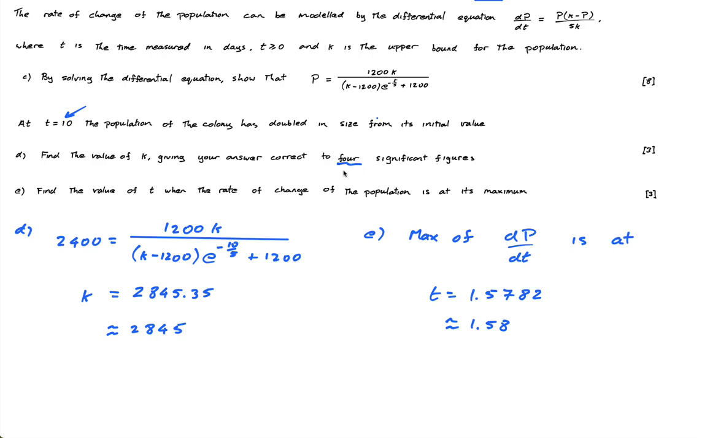So as I say, that question is certainly not easy to get your head around, but it's a very easy 3 marks once you know how to use your calculator properly and you realize you're trying to find the maximum of dp/dt and you have a GDC.